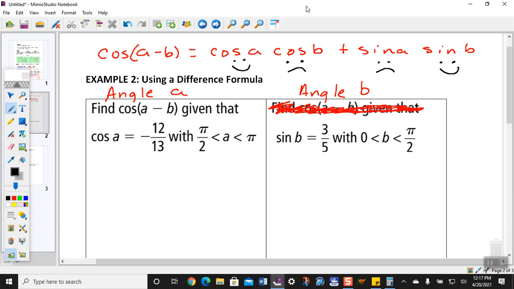Let's go to that cosine of A. Let's go deal with angle A. So first of all, angle A, my friends. I'm going to draw a coordinate plane here as best I can. Guys, it says cosine of angle A is negative 12/13, but my angle must be in which quadrant, given this range right here? I've got to be in the second quadrant. Pi over 2 to pi, that is my second quadrant.